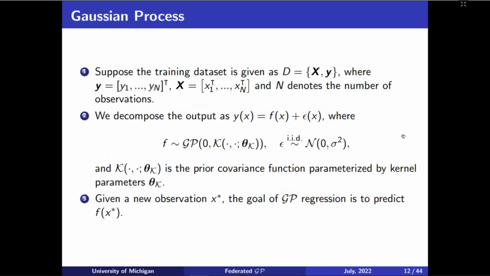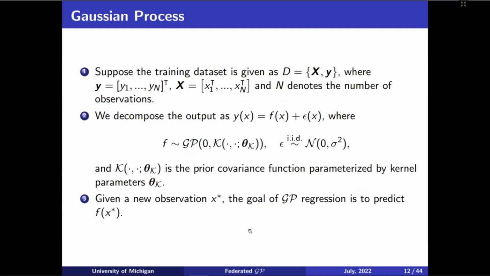Now, let me first present some background on Gaussian processes. Let's suppose the training dataset is given as D equals (X, y), where y is the output and x is the input. Here, n denotes the number of observations. We decompose the output y into the summation of f(x) and epsilon(x). Here, f is a Gaussian process with mean 0 and some prior covariance function parameterized by the kernel parameter theta_k. And epsilon is an i.i.d. noise that follows a normal distribution with 0 mean and sigma squared variance.